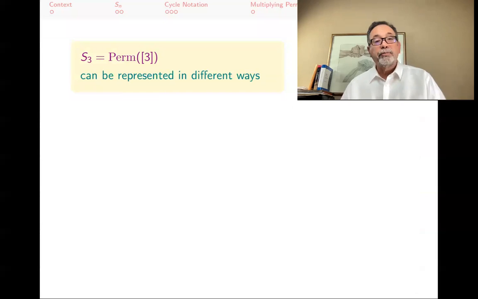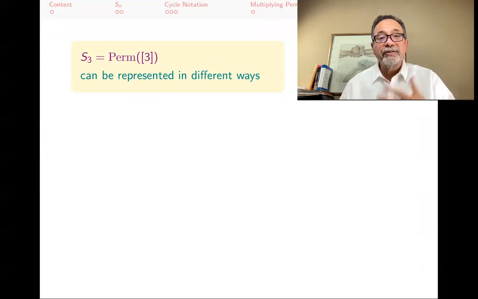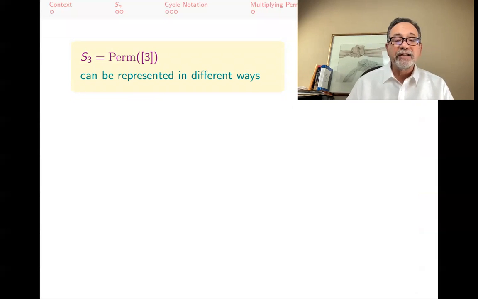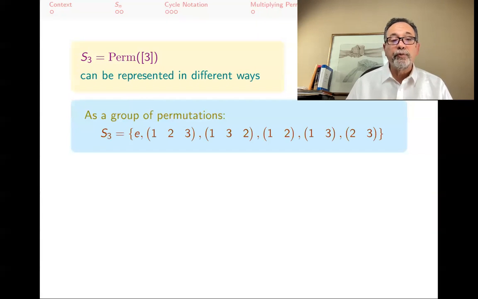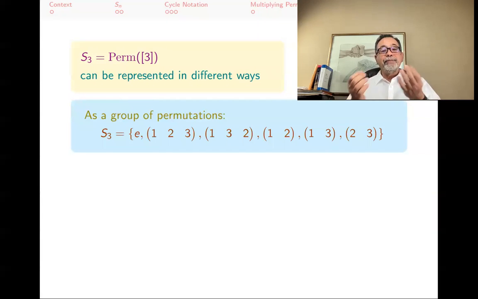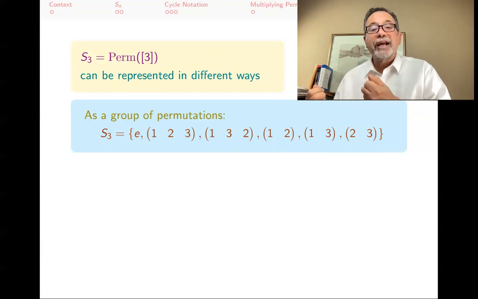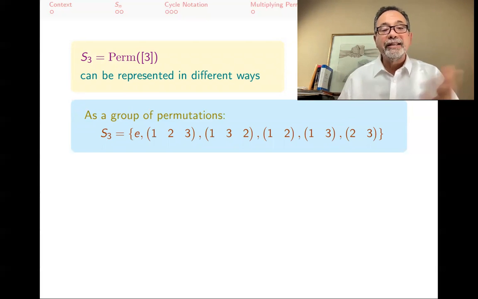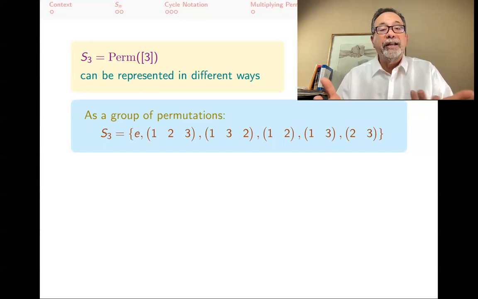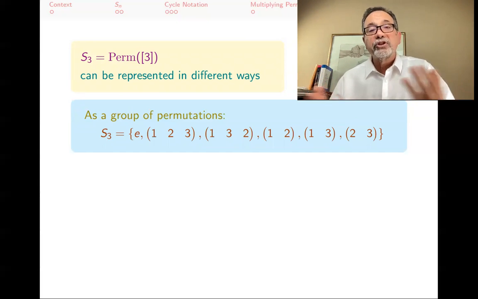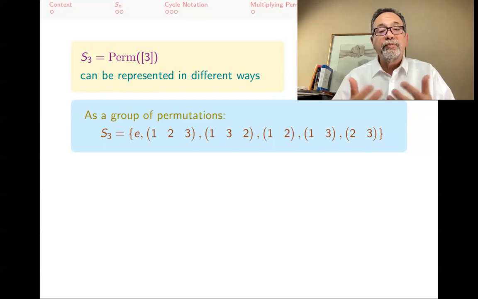So S3 is permutations of 3 things, and we have now seen that it can be represented in several different ways. We can think of it as a group of permutations. When we say that, that means that we're thinking of them as these: there's 2 3-cycles, (1 2 3) and (1 3 2), and there's 3 2-cycles, (1 2), (1 3), (2 3), and 1 1-cycle, the identity. And this is a really nice way of writing it, because if you want to multiply things, you just use multiplication of permutations that we have seen.